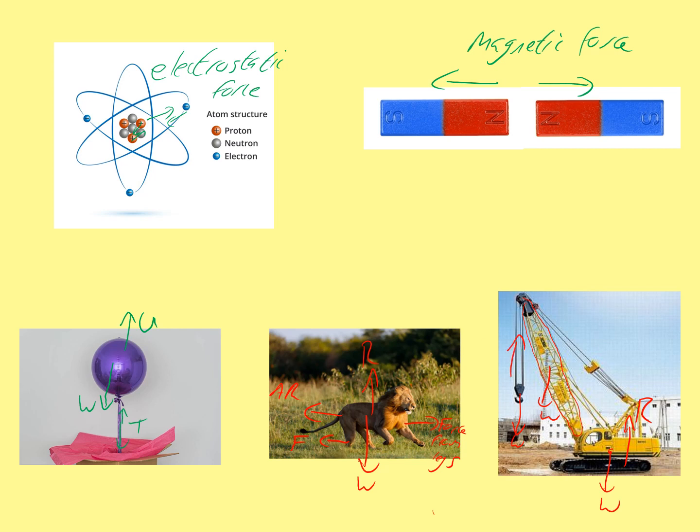So we've got some tension up here. So here we've got the weight pulling down and the tension going up. We've also got some tension here, and that's holding up this big boom here. And then we've got the weight and the reaction. I don't think it's moving, so I'm not going to add air resistance. I'm not going to add friction. I just think it's staying still right now.